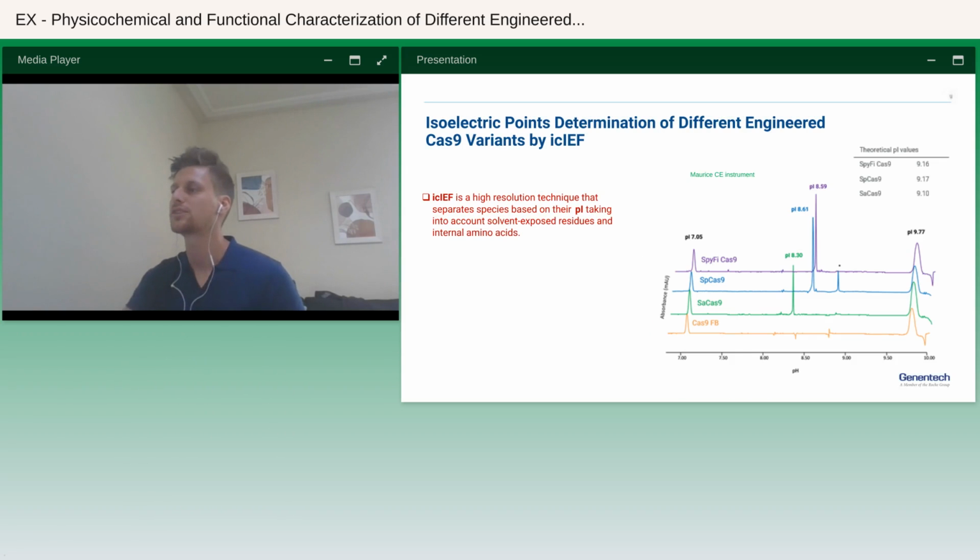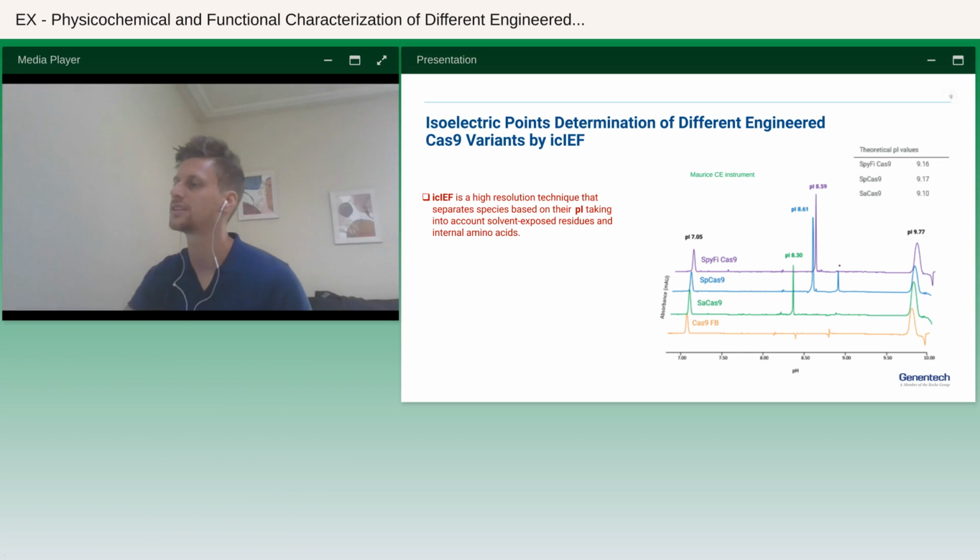So then a parameter that is really important is the isoelectric point. And basically it's the case for all the proteins that we need to characterize. This technique is a high resolution technique that separates species based on their pI, taking into account solvent exposed residues and internal amino acids.